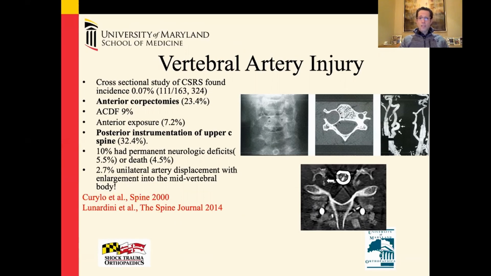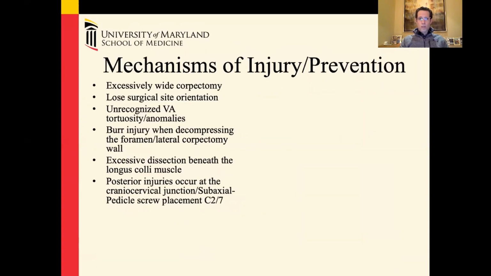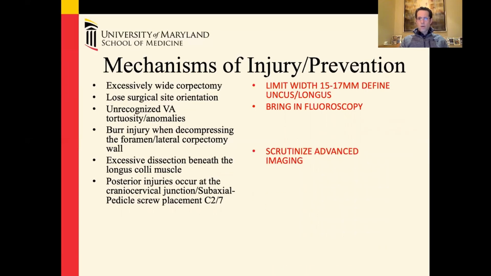It's probably less than 1%, more commonly seen with anterior corpectomies or posterior instrumentation, especially in the upper craniocervical region. Some of the mechanisms of injury and the ways to prevent them: when you're doing your corpectomy, you want to stay within the confines of the uncus. That width should be no more than about 17 millimeters. If you lose your orientation, bring fluoro in to regain your understanding of the local anatomy.